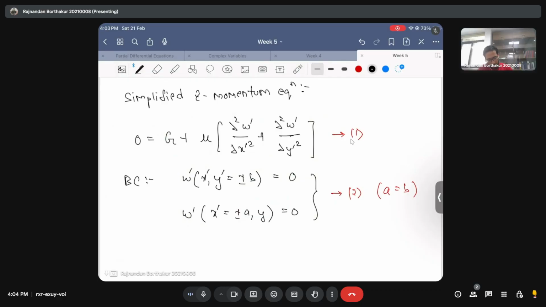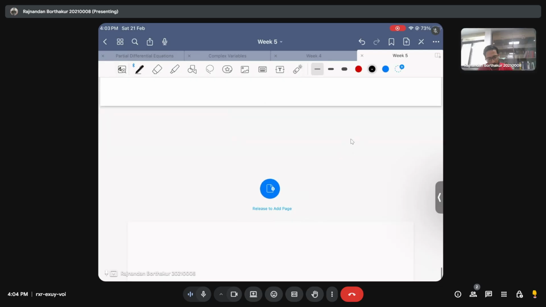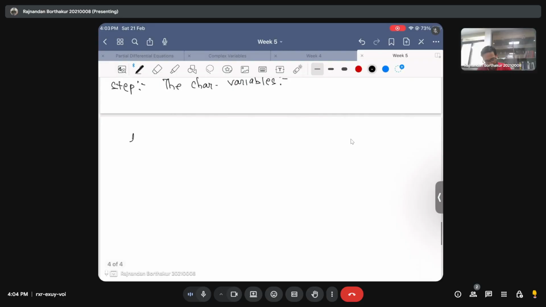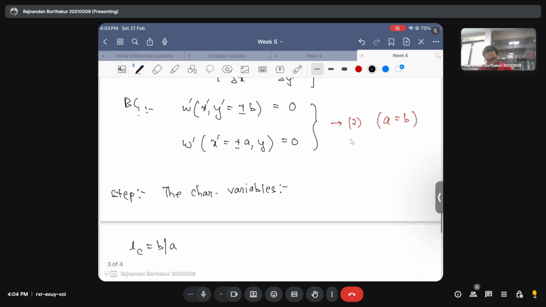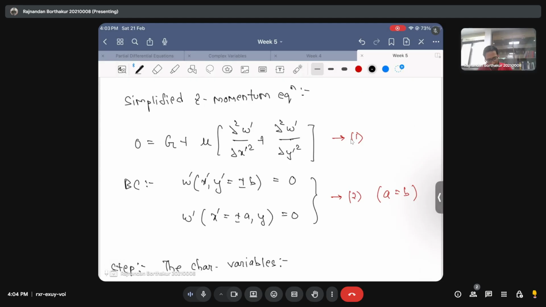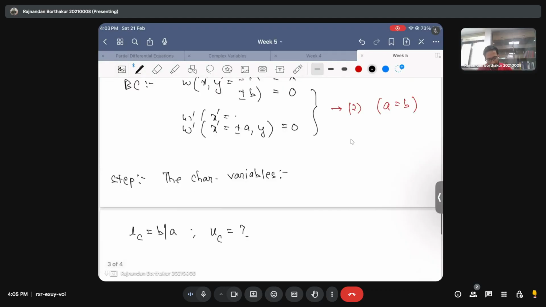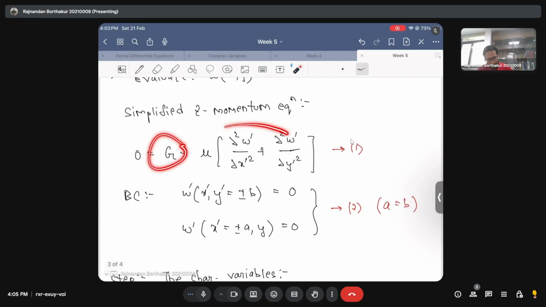So I believe now you know the steps. Step 1 is the characteristic variables. We have a characteristic length scale which is either B or A, because I know that A is equal to B. So you can choose it to be either B or A, that's the same thing. That's all that I have. So I'll say that my characteristic velocity is UC, and I'll try to find it out by matching the order of magnitude of this term and this term.